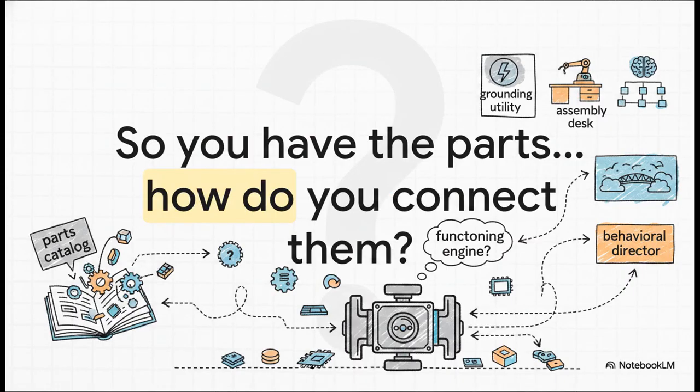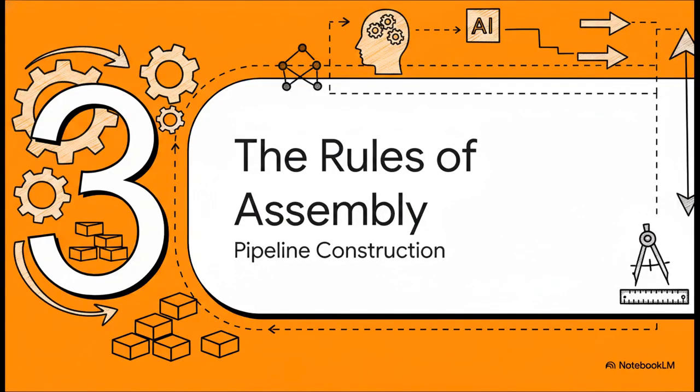Okay, so we've got our parts, right? We have the grounding utility, the assembly desk, the context bridge, and the behavioral director. All the components are laid out here on the factory floor. So the big question is, how do we actually connect them and build a functioning engine? And that brings us to the rules of assembly. See, building a really powerful pipeline isn't about just finding some magic automate button and pressing it. It's about following 3 core principles that put you, the architect, in complete and total control.